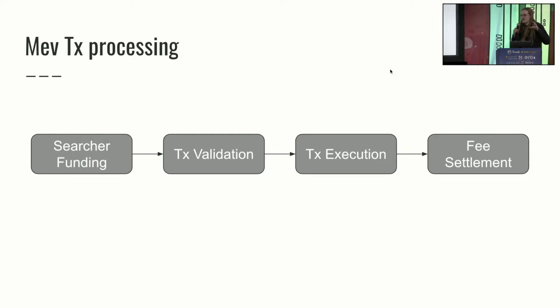Every MEV transaction is going through a smart contract wallet, and the phases here have a few steps. First, the searcher is going to fund. So if you're doing negative MEV, they're going to pay you up front. Then the transaction gets validated, and then the transaction gets executed, and then there's the fee settlement after the fact.